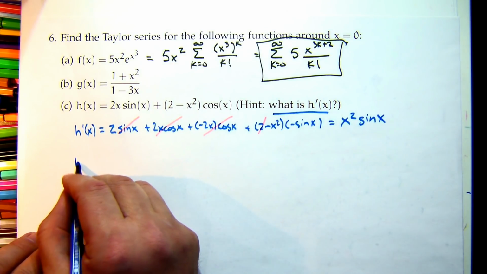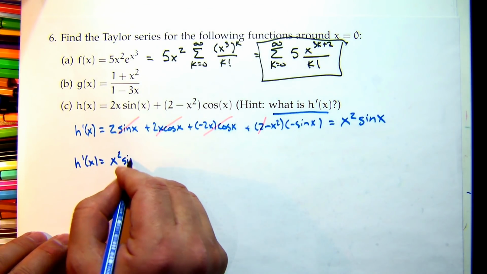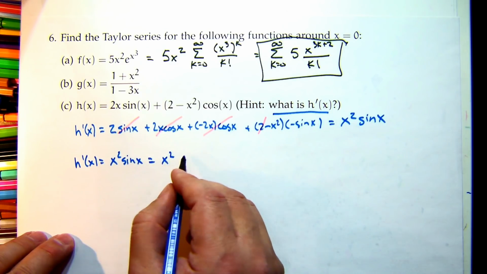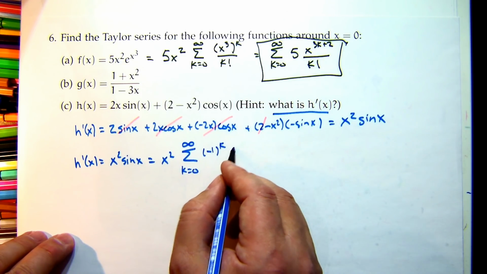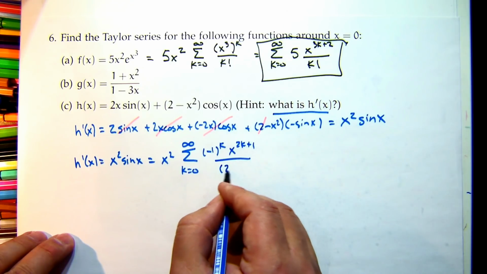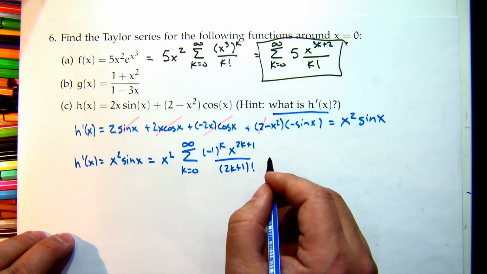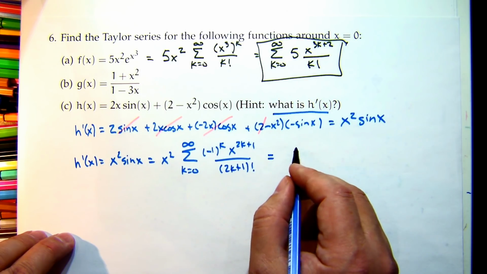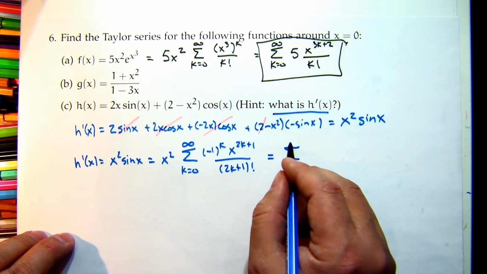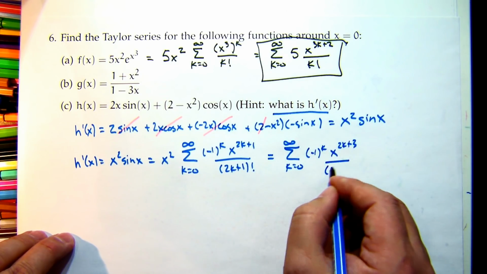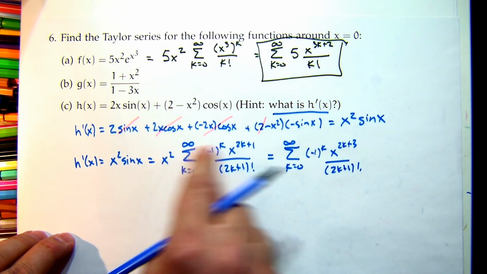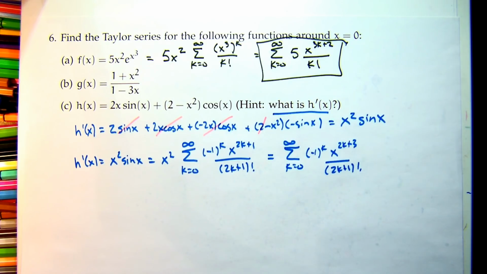So what do we do? Well, if h prime of x is x squared sine of x, I say, well, that's x squared times the sum, 0 to infinity, negative 1 to the k, x to the 2k plus 1 over 2k plus 1 factorial, because we memorized the Taylor series for sine and for cosine and e to the z, geometric, all the good ones. We have those memorized. So that's the sum, 0 to infinity, negative 1 to the k, x to 2k plus 3 over 2k plus 1 factorial. The 2k plus 3 came from multiplying the x squared in. Now, is this the right series? No, that's the series for the derivative. We don't want the series for the derivative. We want the series for the original function.